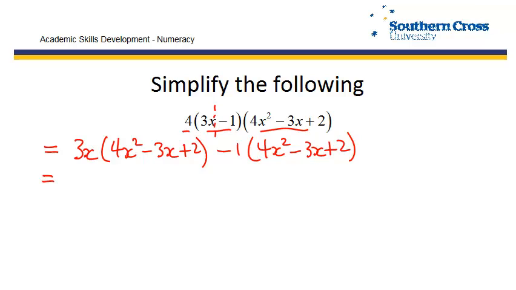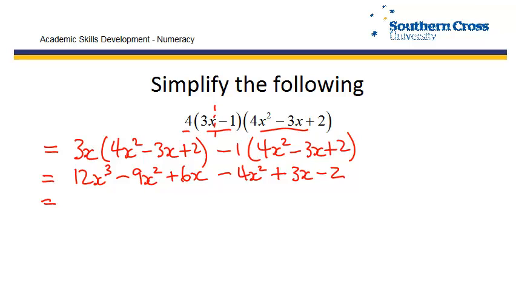Now we'll expand those out. So 3x times 4x squared is 12x cubed. Subtract 3x times 3x is 9x squared. And 3x times 2 is 6x. Take away 4x squared, because it's only one lot. Take away negative 3x is positive 3x, and minus one lot of 2 is minus 2.